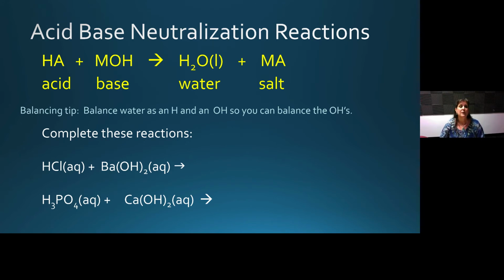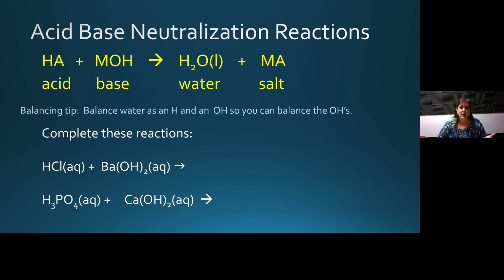Let's complete these reactions. HCl, that's an acid, it has an H in front, plus barium hydroxide. We have an OH in back. So we're going to make water. H2O liquid is one of the products. And then what's left over? Barium and Cl is left over. So which goes in front, Ba or Cl? Well, the metal goes in front because whatever's positive goes in front. So barium's going to go in front.